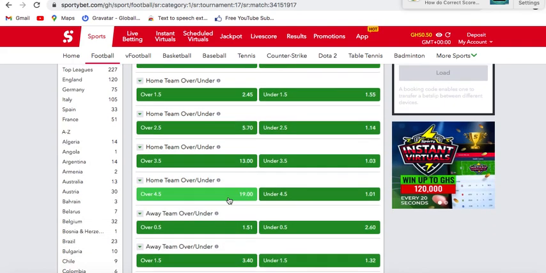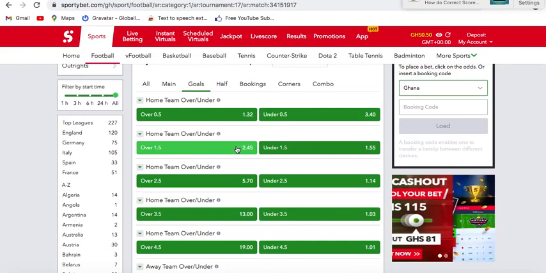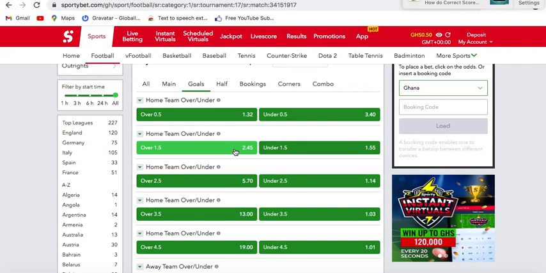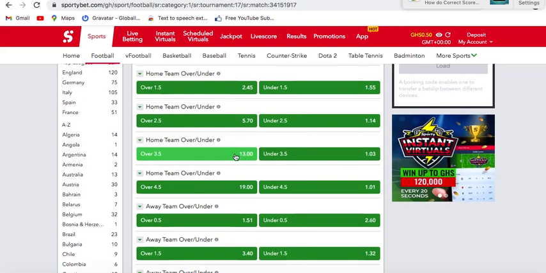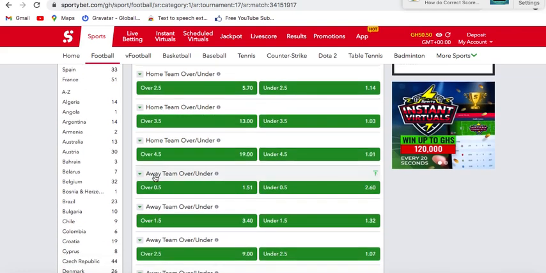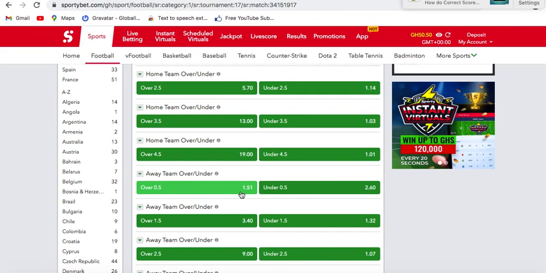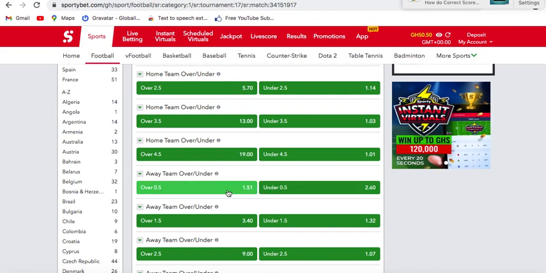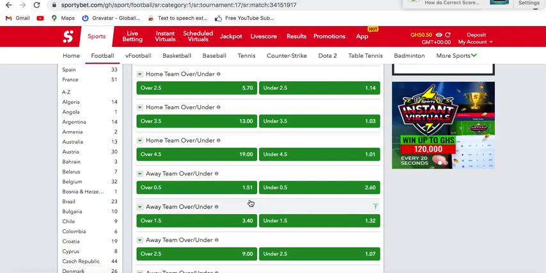When you come to over 1.5 for the home team, you can see that it is a little bit hard to happen, like 2 or more goals, like 2, 3 goals. It is very hard for the home team to score that many. But when you come to the away team, over 0.5 goals is 1.51 odds. So that means the away team is having 1 goal to score.